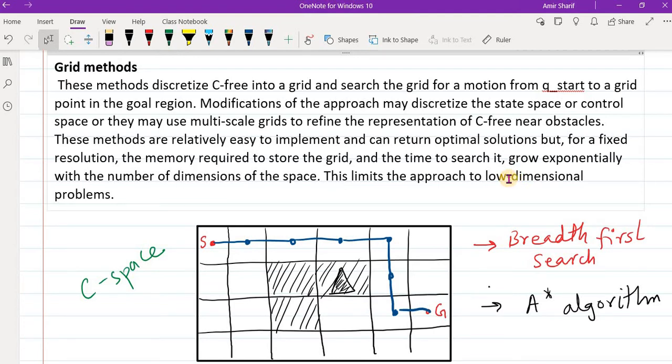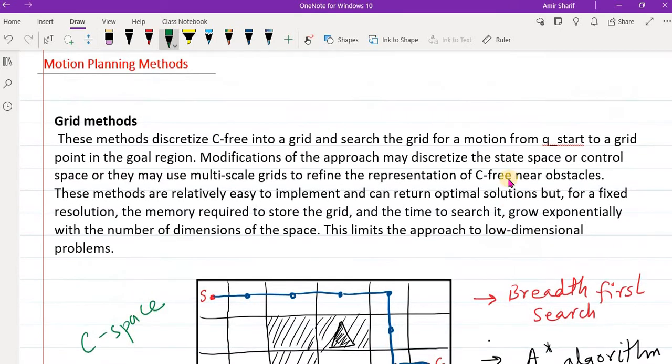Again, the drawback is that, like the complete methods, the grid methods are limited to low dimensional problems where you have a few dimensions, let's say 2D or maybe 3D, and the grid size is also small. So these methods are suitable there. Later we will discuss one of the motion planning methods for grids, but now you have a general idea how the grid methods work.